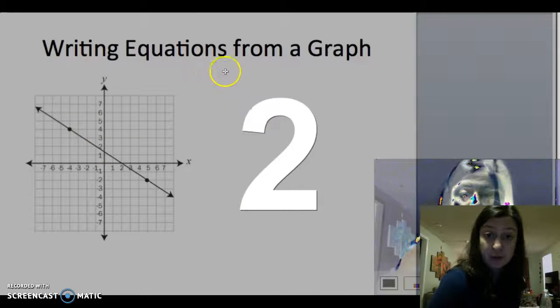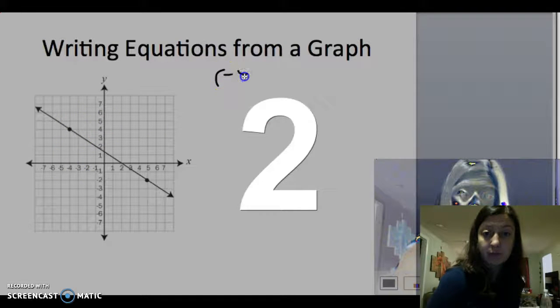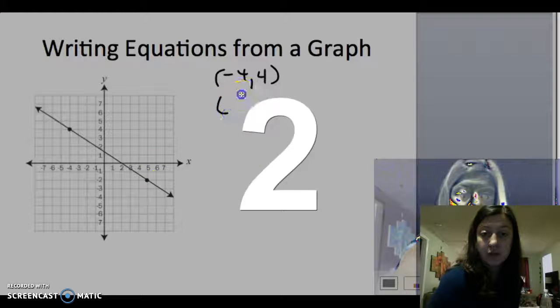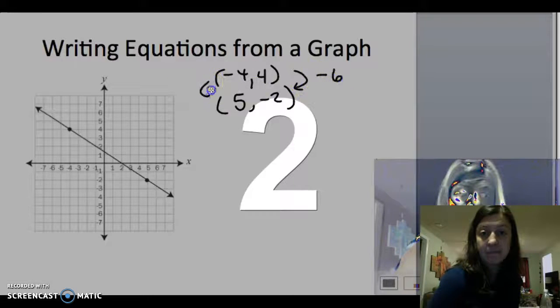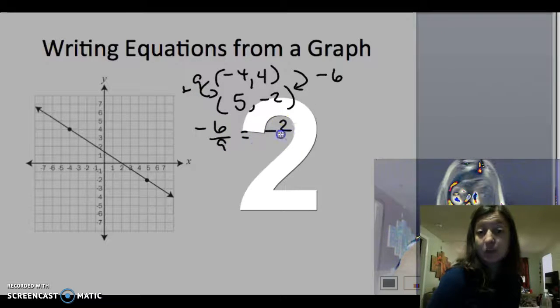So what I'm going to do right now is write down both of my coordinate points, -4, 4, and 5, -2. Let's calculate the slope. This went down by 6. This went up by 9. -6 over 9 simplifies to -2/3. That's our m.